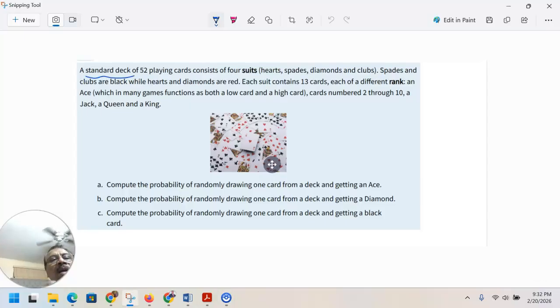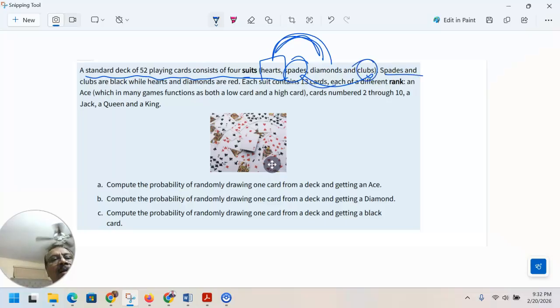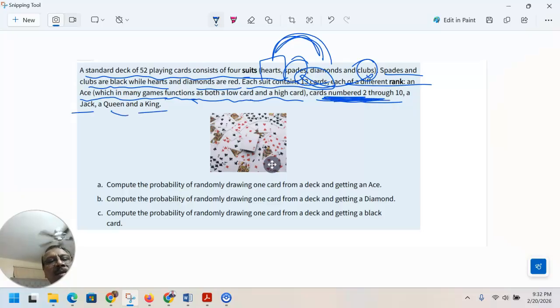A standard deck of cards consists of four suits. Remember hearts, diamonds, clubs and spades; two of these are red and two are black. Diamonds are red. Each suit contains 13 cards of different rank. The ace in many games functions as both a low card and a high card. Then the number cards are 2 through 10, and a jack, queen, and king.